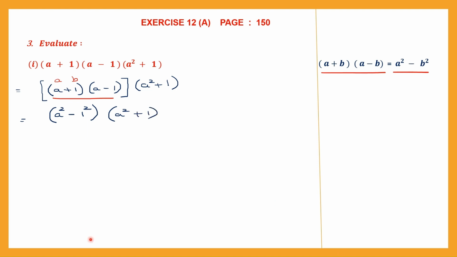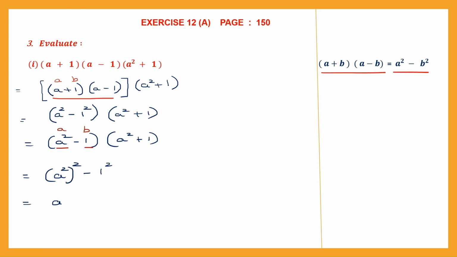So here, as you can see, a square minus 1 square. 1 square means 1 into 1, which is 1. So here we can write this as a square minus 1 into a square plus 1. So now once again we can use this formula and write a square minus b square. So this is going to be a and this is going to be b. So a square means, what is a? A is a square. Square of this minus 1 square.